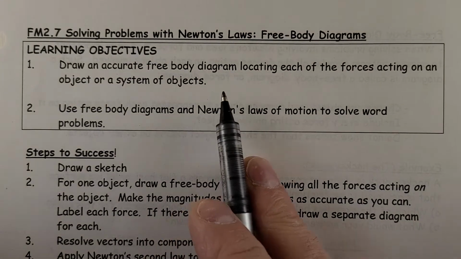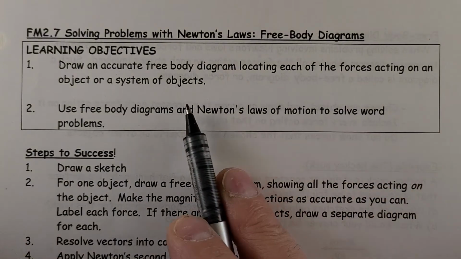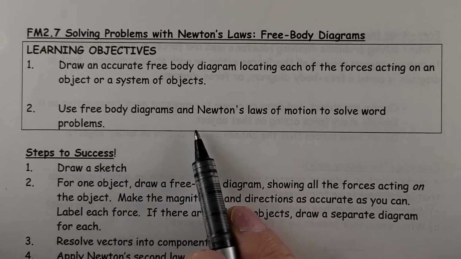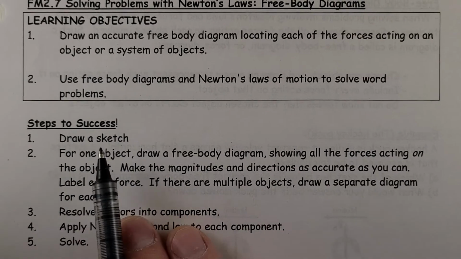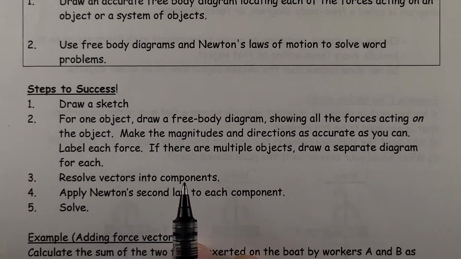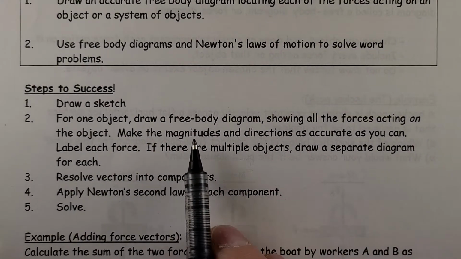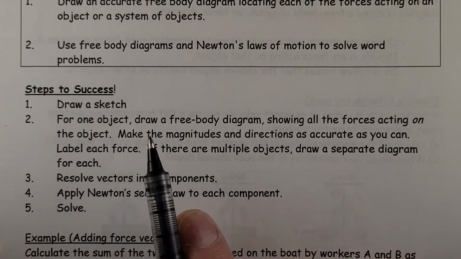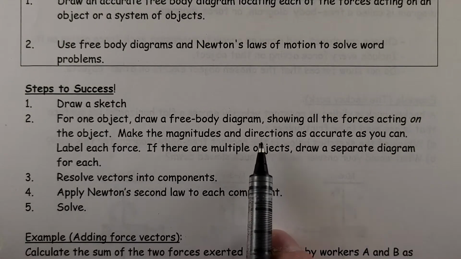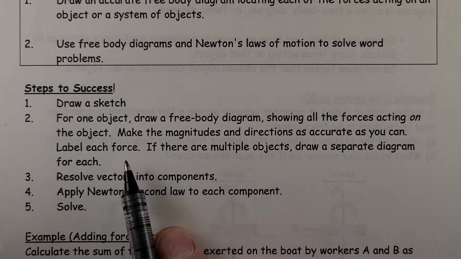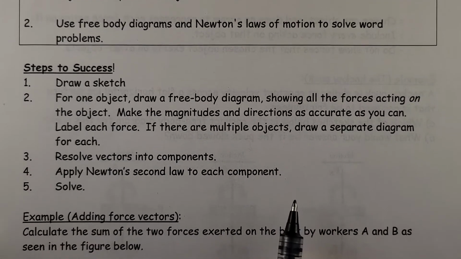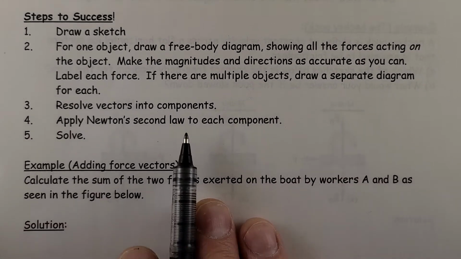So draw accurate free body diagrams looking at each force acting upon an object or a system of objects, and then use those free body diagrams. So it's kind of steps to success. It always helps to draw a sketch. For one object, draw a free body diagram showing all the forces acting on it. Make the magnitudes and directions as accurate as you can. Label each force. If there are multiple objects, draw a separate diagram for each.